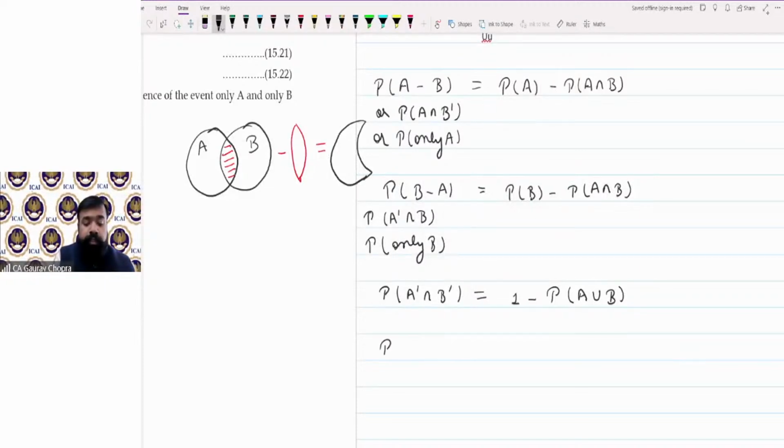Then the next thing is probability of A dash union B dash. If this is given, then what we have to do? Then in that case, we will be writing 1 minus probability of. This time we will flip everything. So A dash flipped becomes A, union will become your intersection and B dash will become B. So in this way, you can easily write your formula. All right.